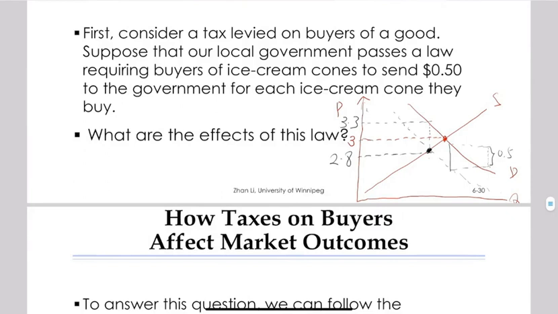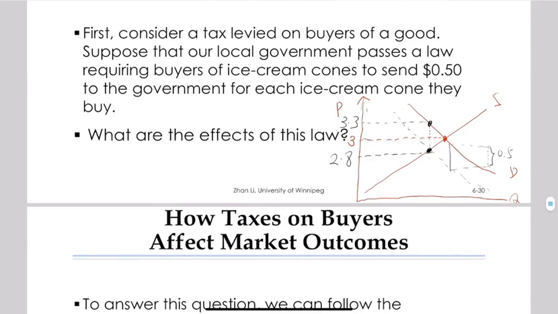And after the tax law, we will actually have two prices. So the $2.8, right? The $2.8 is the price charged by sellers. And this $3.3 is the price paid by buyers. So why do we have two different prices? Well, this is because the buyers have to pay this additional $0.5 tax, right?